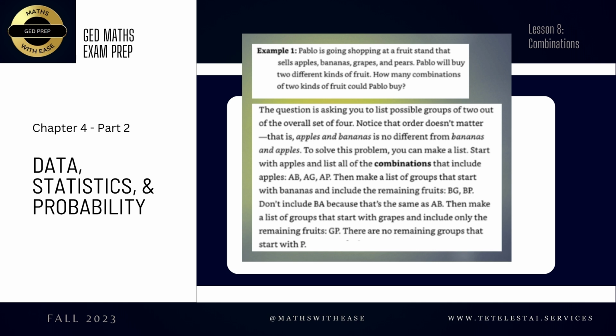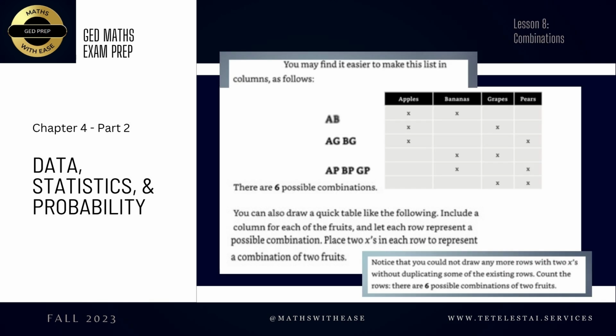There are no remaining groups with pears, because we started our list with apples, we started our list with bananas, we started our list with grapes, but with pears, there's nothing else that would make a combination of 2, right? So we're done with our list. And we can see, based on everything that we've written down, because remember, you're writing down the combinations, that he could buy apples and bananas, apples and grapes, or apples and pears.